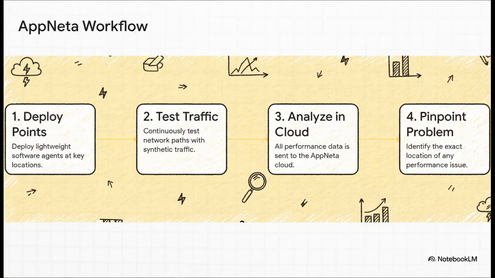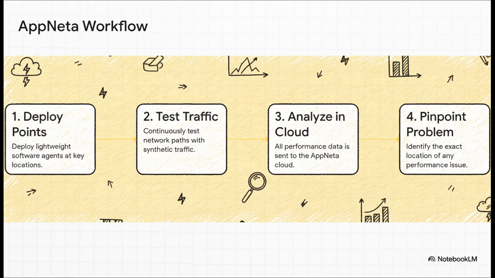Okay, so check this out. The process is actually surprisingly simple. First, you deploy these lightweight software agents. They call them monitoring points, in your key locations. Think offices, data centers. You can even put them on user laptops. Second, these points are constantly sending out safe, synthetic traffic that acts just like real user activity, testing that network path every single minute. Third, all of that performance data gets zapped up to the AppNeta cloud for analysis.